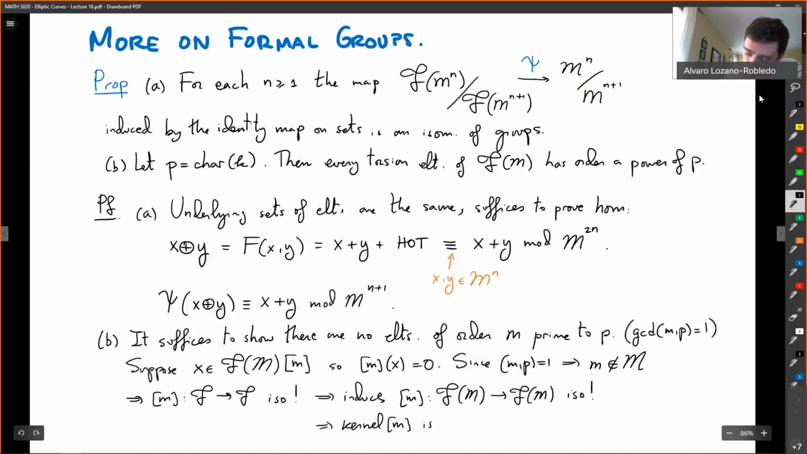It's trivial. And that tells me that X itself was the 0 element. And therefore, there was no element of order M prime to P. And I'm done. This will be very important to analyze the torsion of elliptic curves.